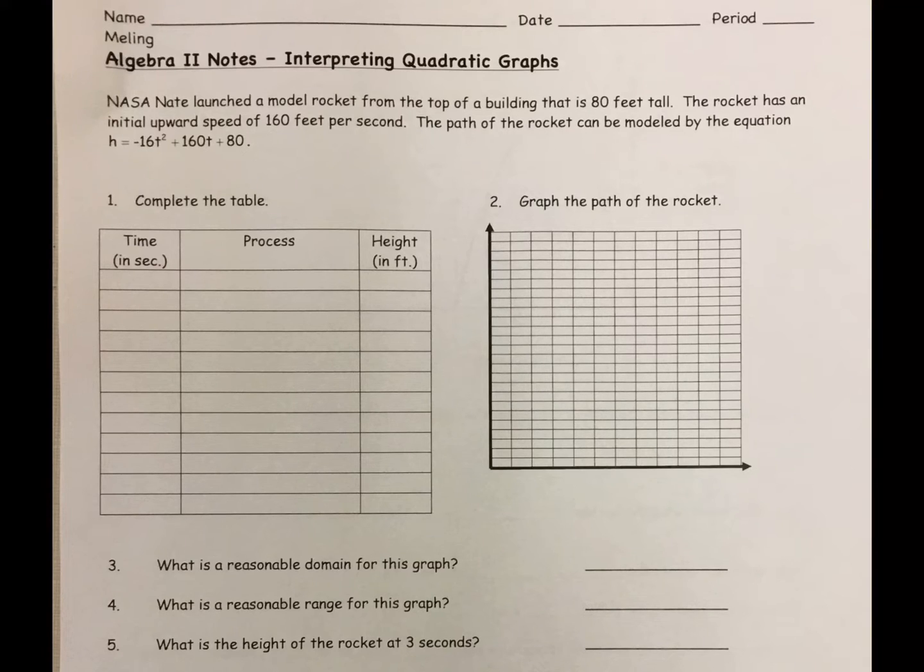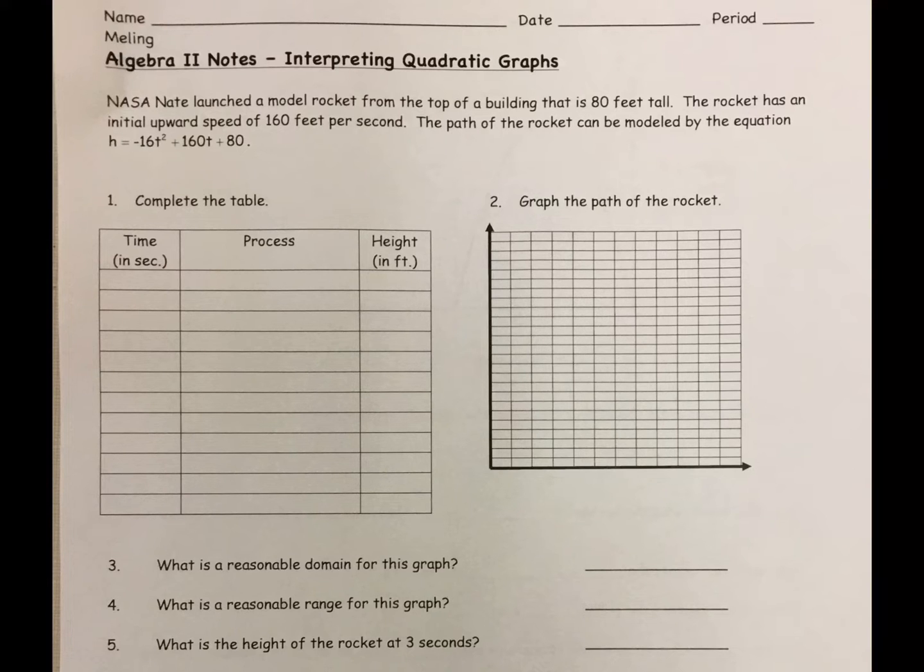Okay, I'm starting recording. So, we are interpreting quadratic graphs. We're looking at quadratics, and now we're seeing how they're used in real life a little bit. It says NASA Nate launched a model rocket from the top of a building that is 80 feet tall. The rocket has an initial upward speed of 160 feet per second. The path of the rocket can be modeled by the equation h equals negative 16t squared plus 160t plus 80.